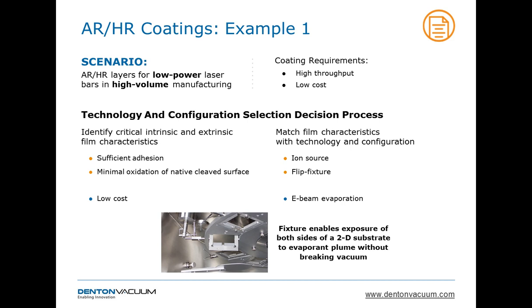First, we would identify the critical intrinsic and extrinsic film characteristics. We would need clearly sufficient adhesion for our layers. We would need minimal oxidation of the natively cleaved surfaces. And we also need low cost, so keep the cost in mind. So how do these translate into the technology and configuration selection? For sufficient adhesion, we might need to use an ion source for better film adhesion.